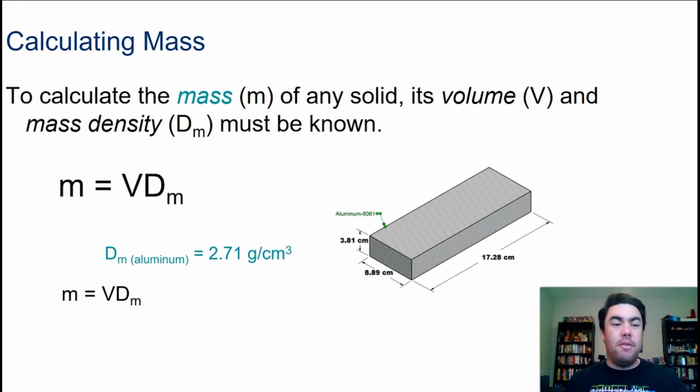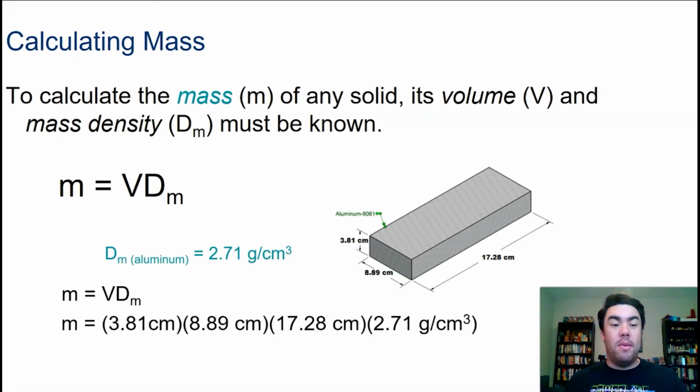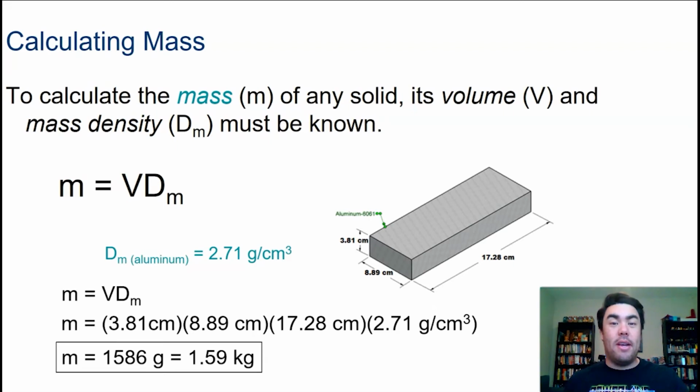So if we plug our values into the formula, we get that the volume is 3.81 centimeters times 8.89 centimeters times 17.28 centimeters. We can multiply that by the density of 2.71 grams per cubic centimeter. We put that into our calculator and we get a value of 1,586 grams, or 1.59 kilograms.